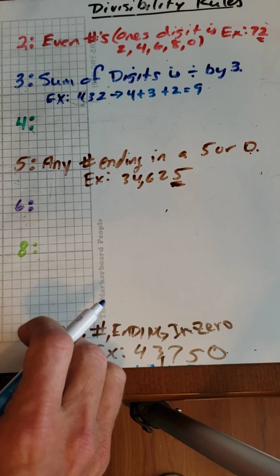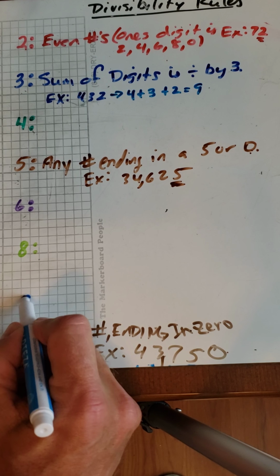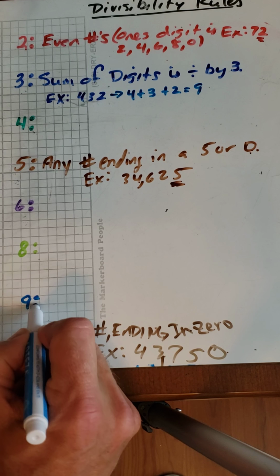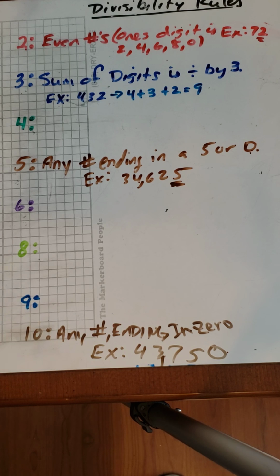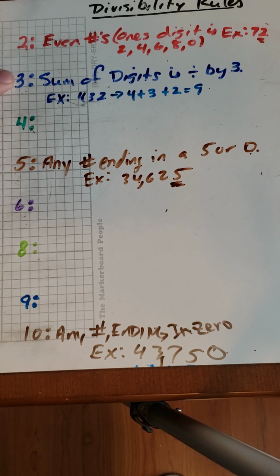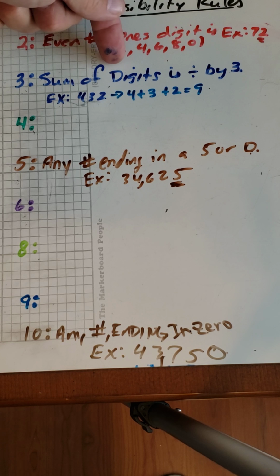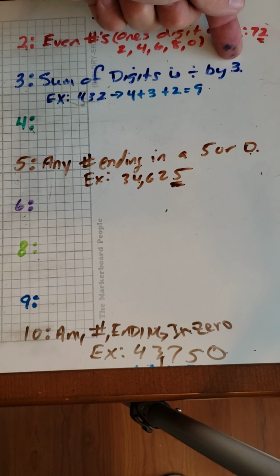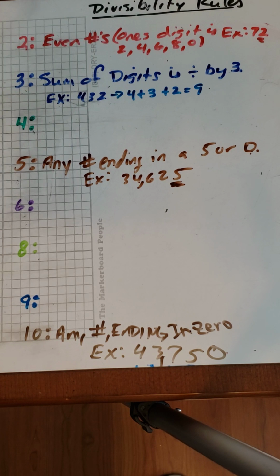When I tell you why it's light blue, you might see what my color coding means. So it's light blue because the rule for this one is very similar to the rule for 3. The rule for 3 is you add the digits together, the sum of the digits is divisible by 3, then the whole number is divisible by 3.